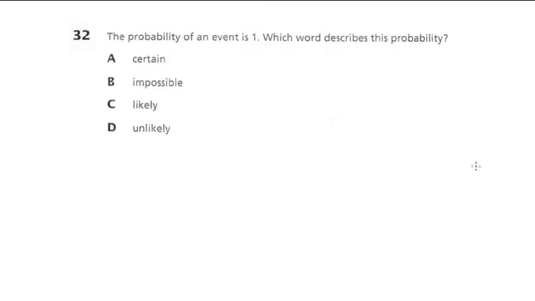Okay, so question 32. The probability of an event is 1. Which word best describes the probability? Well, this question really goes back to our knowledge of the probability line. So often probabilities are written in percents. You can have 0%, you can have 25%, 50% right in the middle, then 75%, and 100% is the max. Now obviously you can have increments that are much smaller as well.